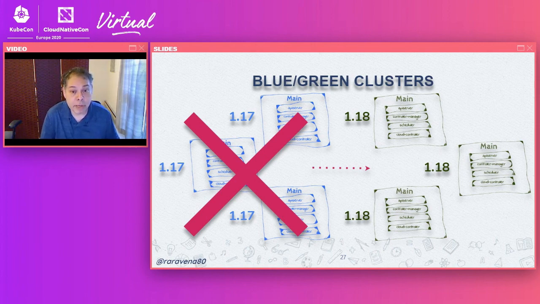And this can happen interchangeably. So now 1.18 becomes your green, and then in the next Kubernetes release, you could have a blue cluster that is 1.19.